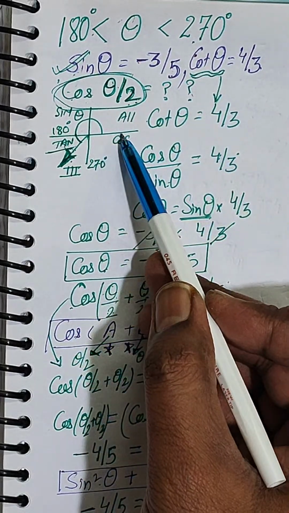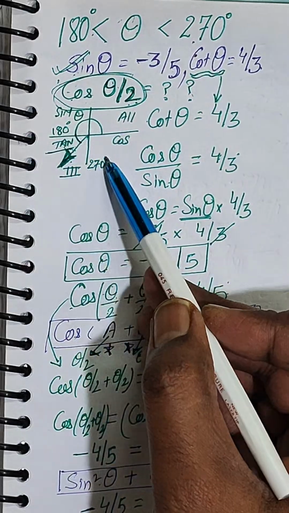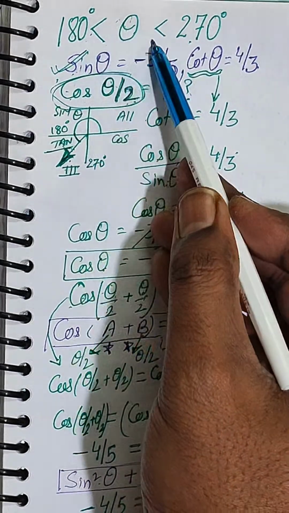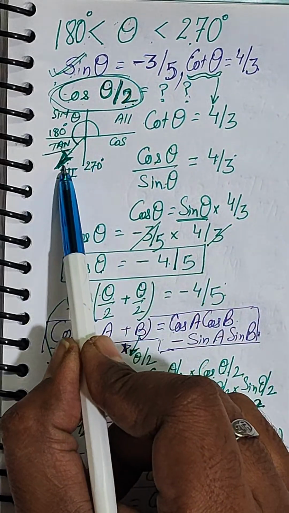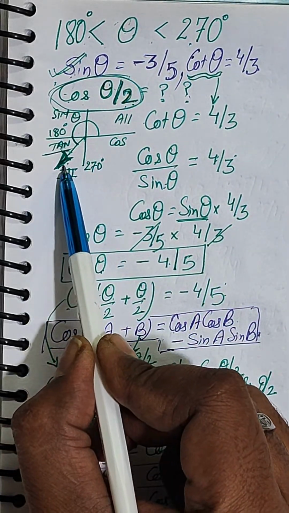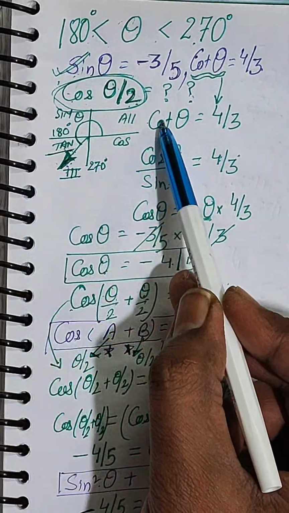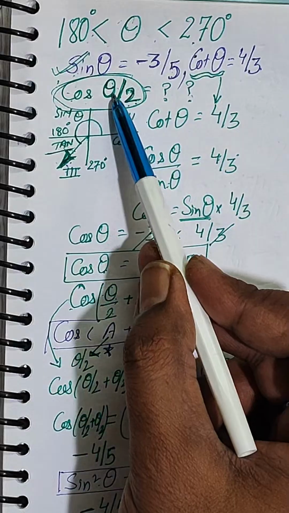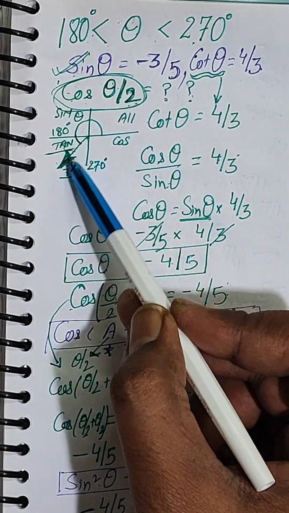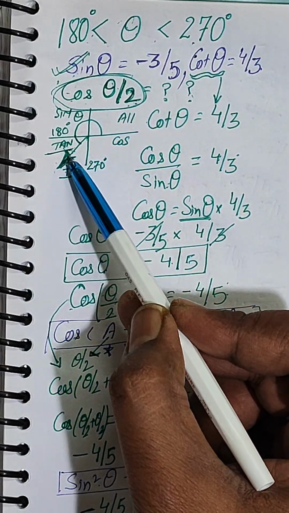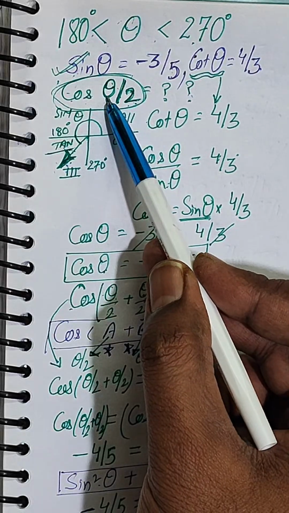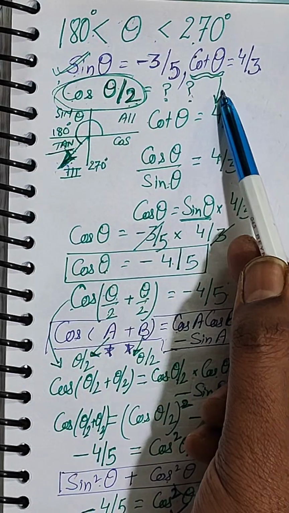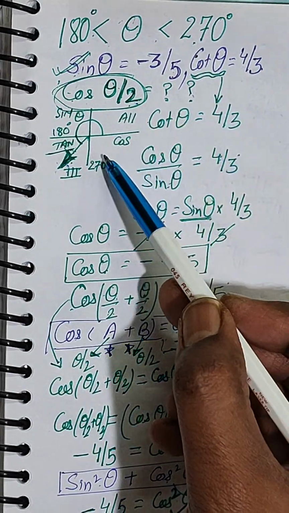You understand this concept, all sin, tan, cos. So into the third quadrant theta will be lying, right? So if the theta will be lying into the third quadrant, then definitely this cos theta by 2 which we are going to calculate lying into the third quadrant, and it will be negative. So whatever the value of cos theta by 2 which we are going to calculate, it should be having negative sign. So that we know from here.